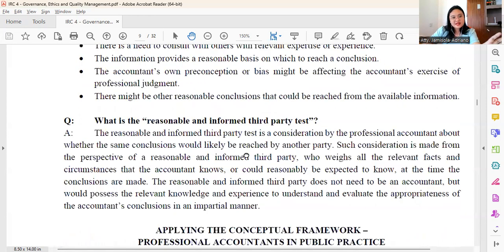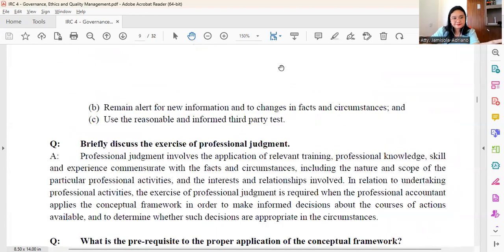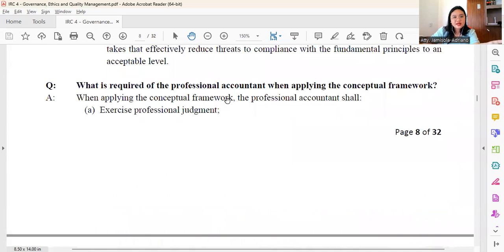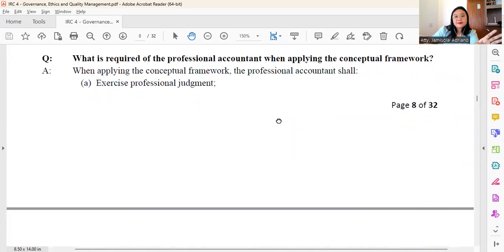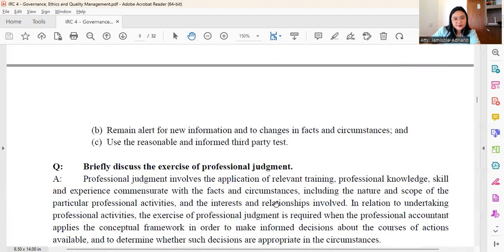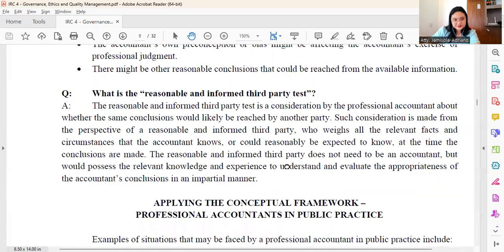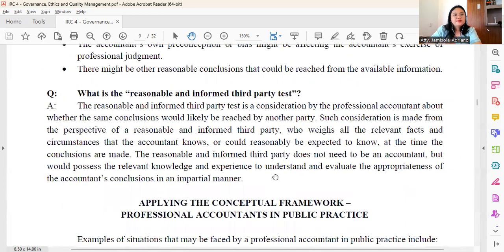So we have been repeating this, no, reasonable and informed third-party test. Back here, I have mentioned this as one of the requirements before you can apply the conceptual framework, the use of the reasonable and informed third-party test. So what is this test all about? Okay, the reasonable and informed third-party test is a consideration by the professional accountant about whether the same conclusions would likely be reached by another party.